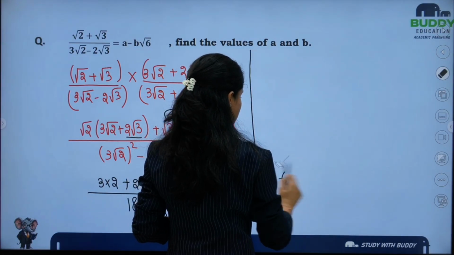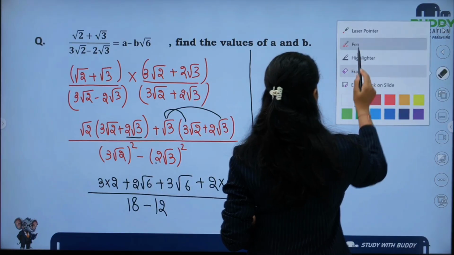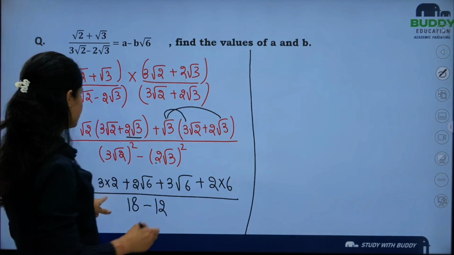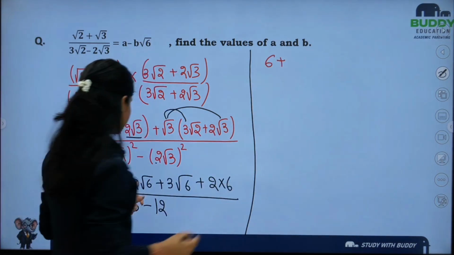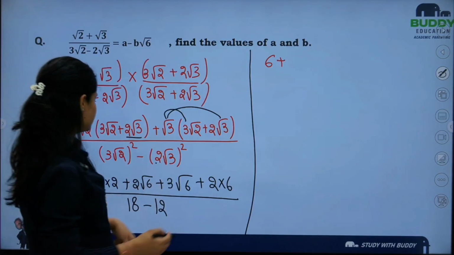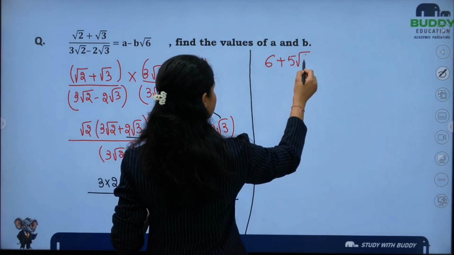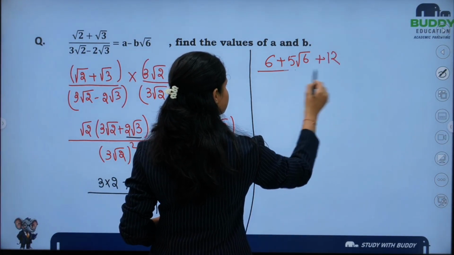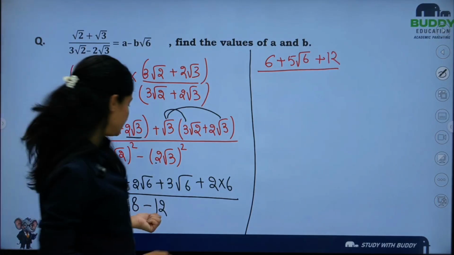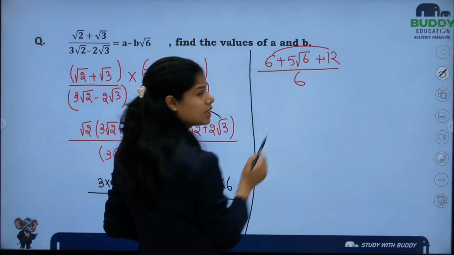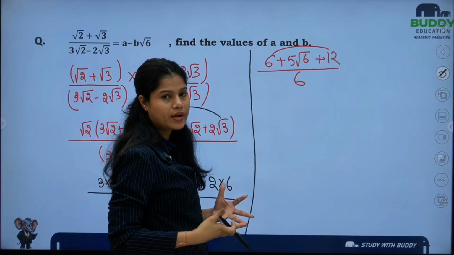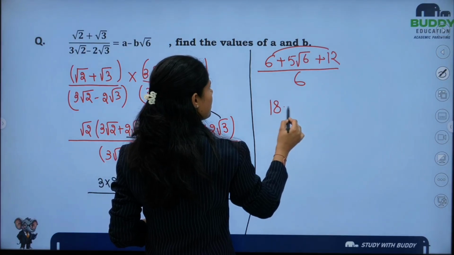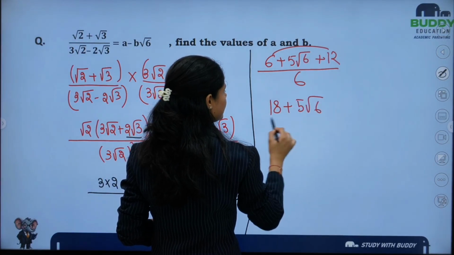We are just about to get our solution. Now we have to calculate all this part. So this is 3 2s are 6. Then 2 root 6 plus 3 root 6, 2 and 3 is 5, so we will have 5 root 6, and 2 6s are 12, so over here it will be 12, and this thing will be divided by 18 minus 12, that is equal to 6. Now you can further add them, so you have to keep on simplifying as long as it can be, right? So 12 and 6 again is 18, plus 5 root 6, divided by 6.